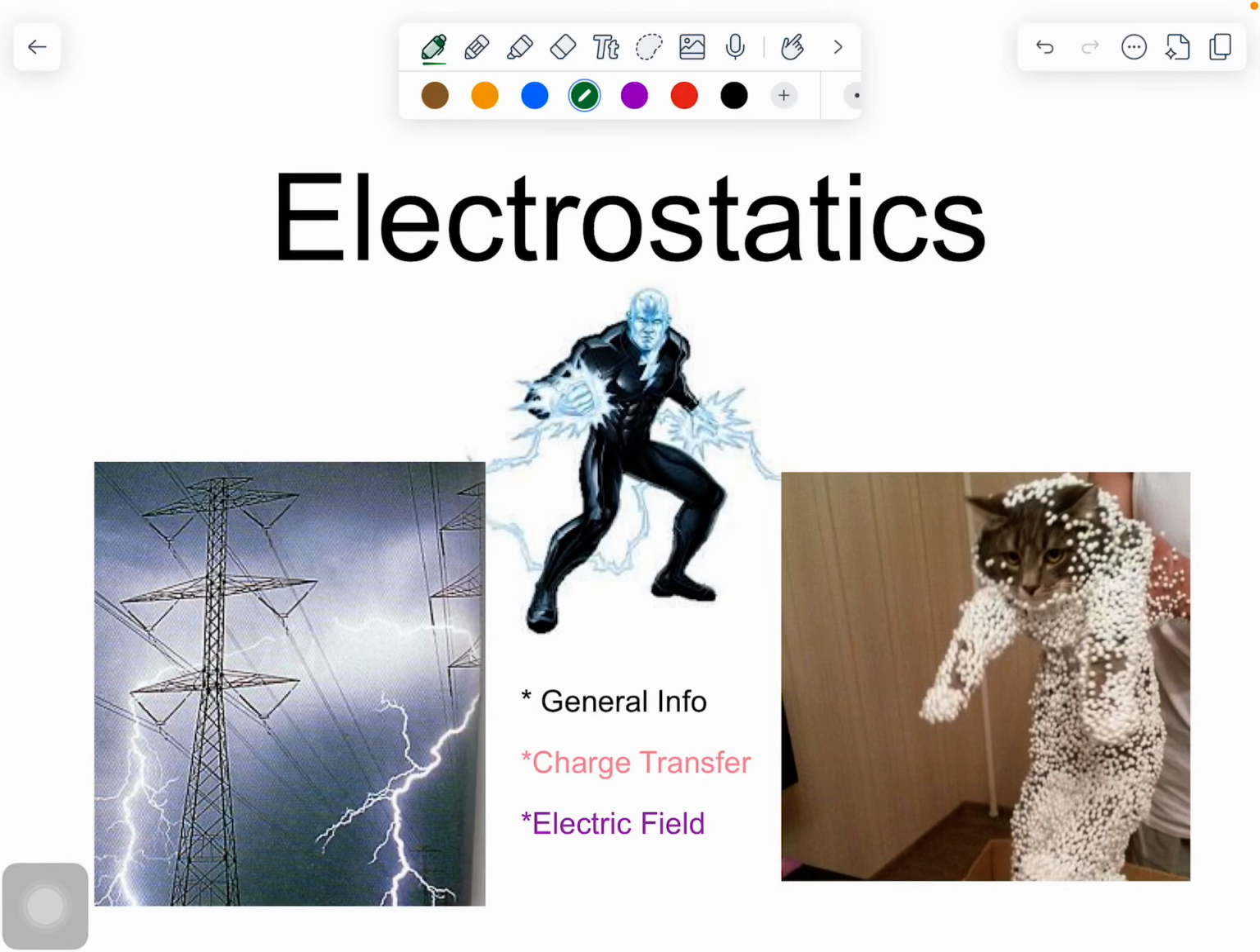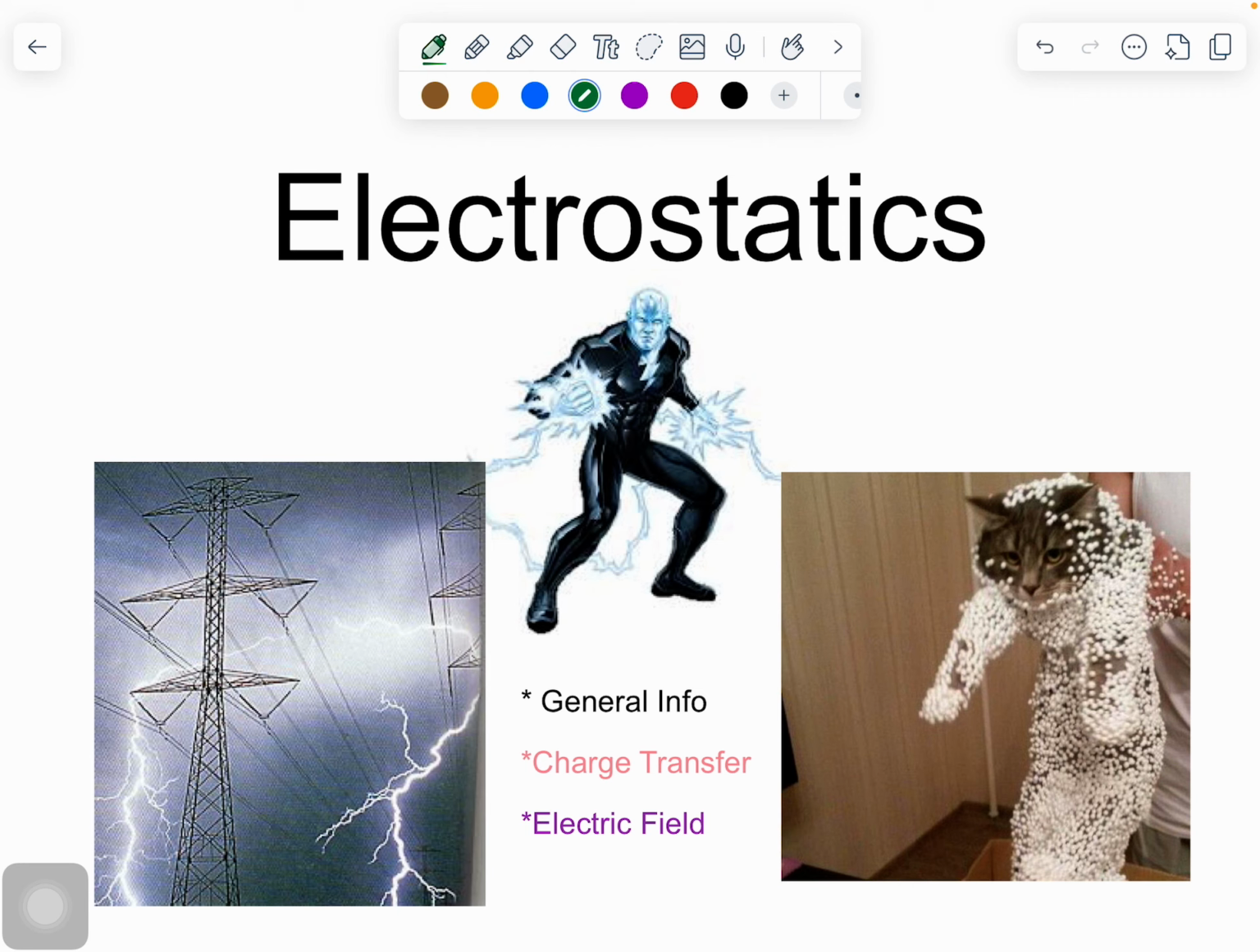All right, it is time to talk about electrostatics. This particular chapter is broken up into 3 different lessons: general information, specifically how charge is transferred from one object to another, and then just some details and a couple of equations for calculating the strength of the electric field. Today, we're just going to cover some general information about electrostatics.